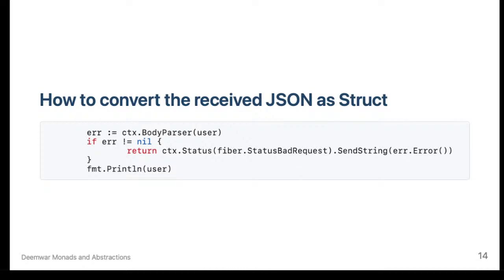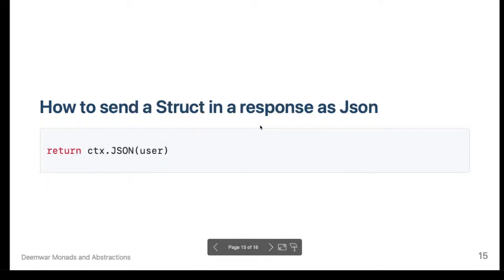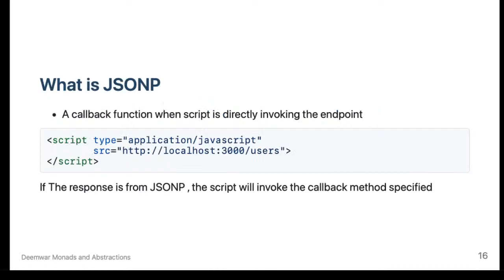and then how to convert the received JSON back as a struct. Okay, so the JSON string which we have received, how can we do it? Use body parser, set the instance, whatever user, which means it's an out parameter, right? Yeah. And how to send a struct in a response as JSON? Use this one. Okay, so what is JSON P? A callback function. If you call something, you can get it back as some other stuff. Okay, I think today we learned something which is helpful. Especially we have learned query string, followed by handling post request, and then moving things to some other package, and then receiving it.